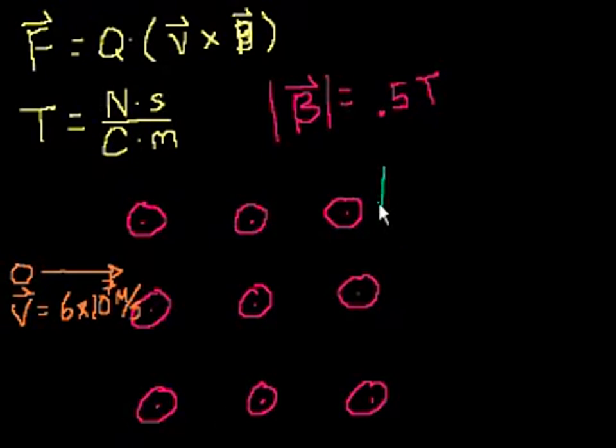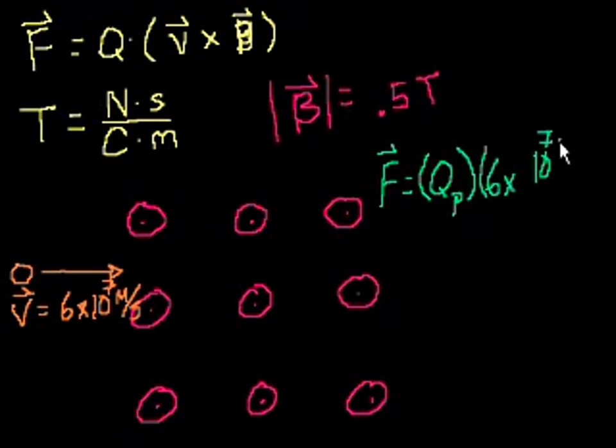So the magnitude of the force on the particle is going to be equal to the charge of a proton, I'll call it Q sub P, times the magnitude of the velocity, 6 times 10 to the 7th meters per second. We're using all the right units. If this was centimeters, we'd probably want to convert it to meters. And then times the magnitude of the magnetic field, which is 0.5 Teslas. I didn't have to write the units there, but I'll do it. Times sine of the angle between them.